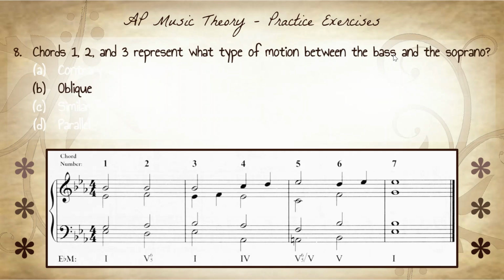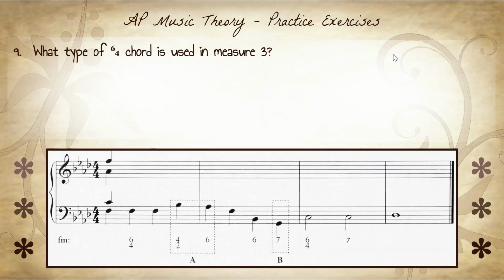Correct answer is B. The opening three chords are an example of oblique motion between the soprano and the bass. In oblique motion, one voice must stay on the same pitch. Here we have an example below that is the basis for these last questions.